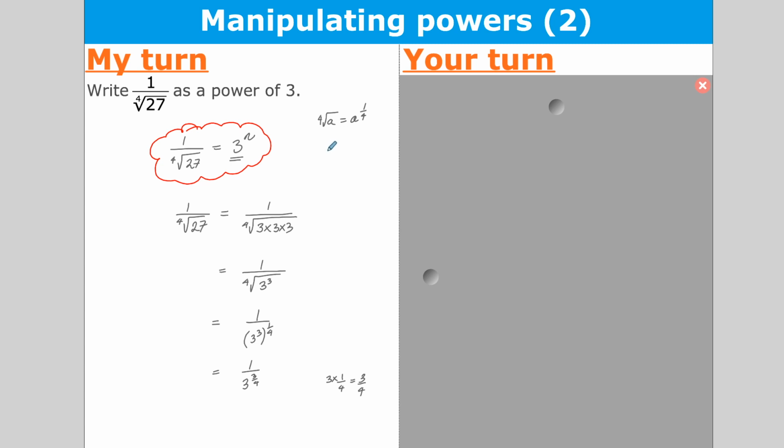Now, hopefully also you remember this rule. A to the power of -1 is 1 over a. So we've got 1 over this thing here. So we could just write this as 3 to the power of -3/4. That negative, remember, 3 to the -3/4 means 1 over 3 to the power of +3/4. And then we have this bad boy in the shape we need.